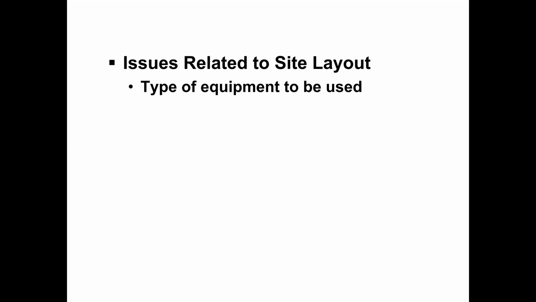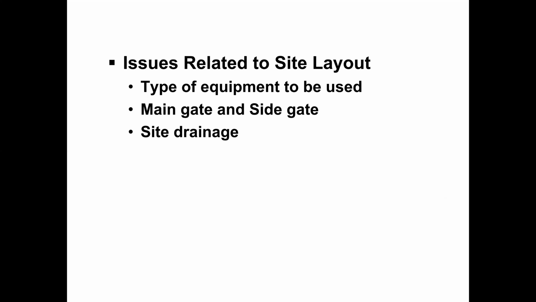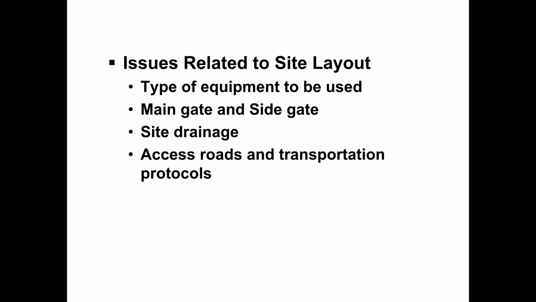What type of equipment we are going to use on the project, where we have to put the main gate of the site, and whether there are other side gates, like gate number 2, 3, 4, for the site. How we are going to connect the site drainage. There is the access road that will be the approach road for our project, and what will be the transportation protocol or traffic management for the project site.